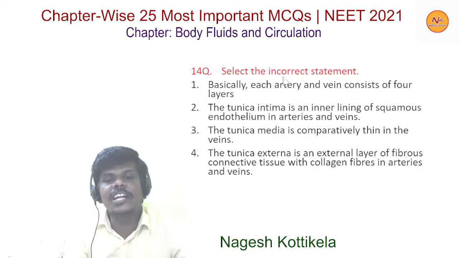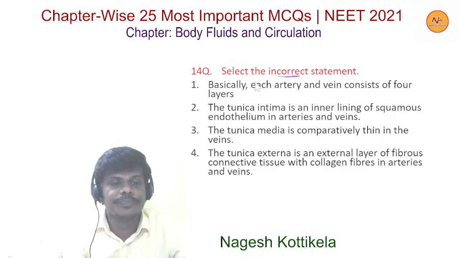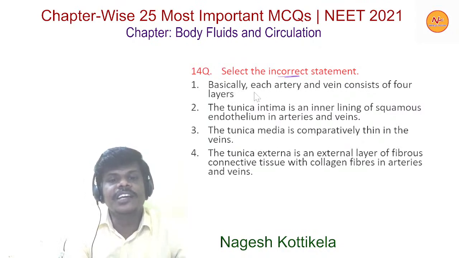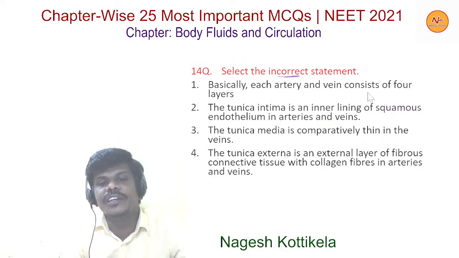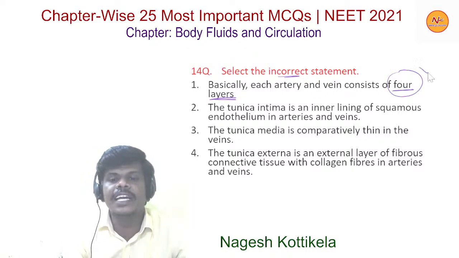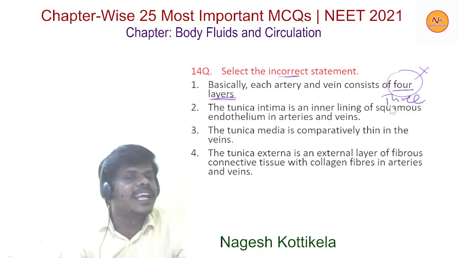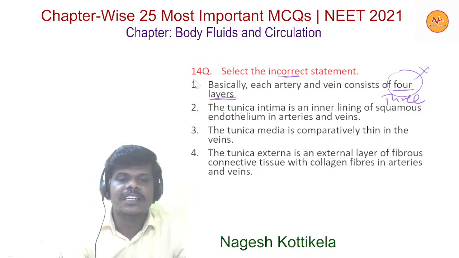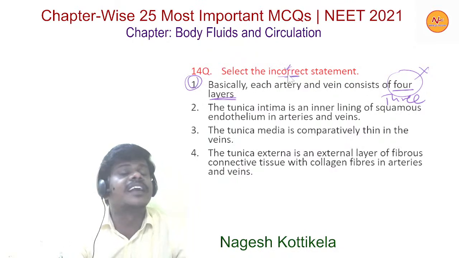Here select the incorrect statement. Here basically each artery and vein consists of 4 layers. This 4 layers is wrong. It should be actually 3 layers. So obviously this first option is the incorrect statement.